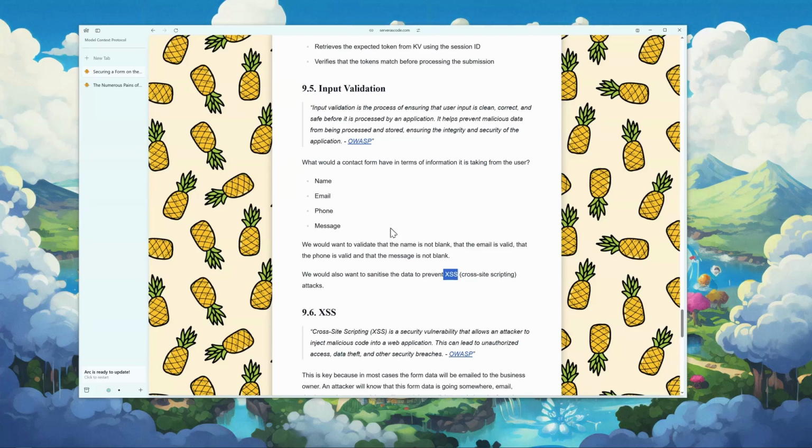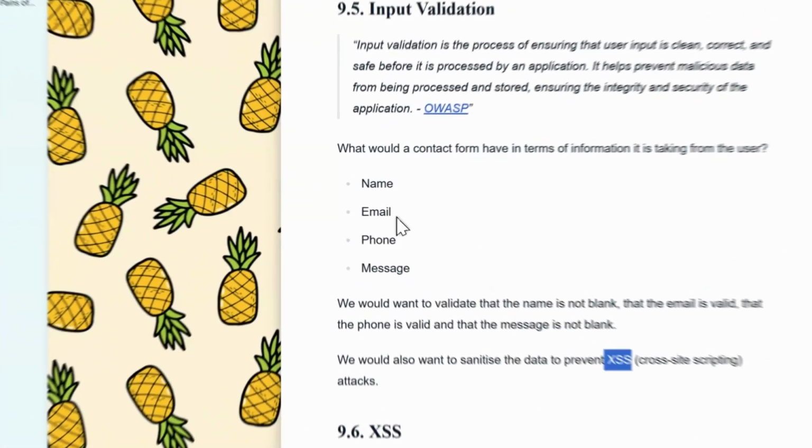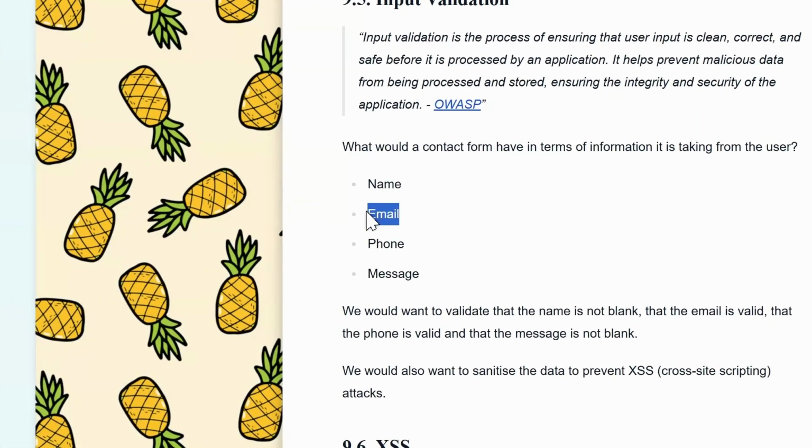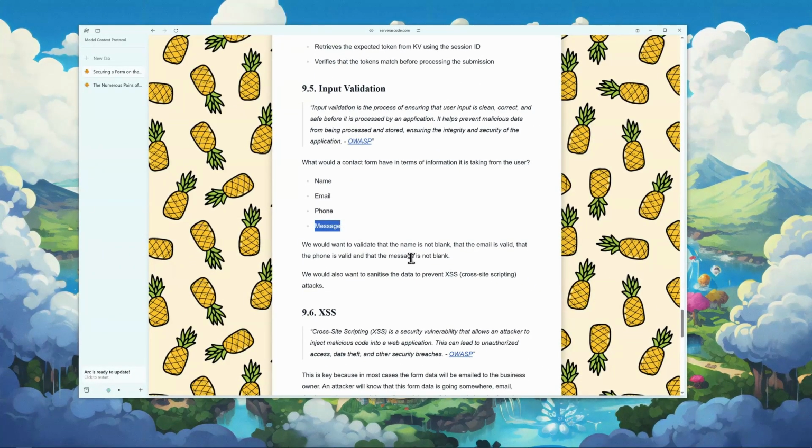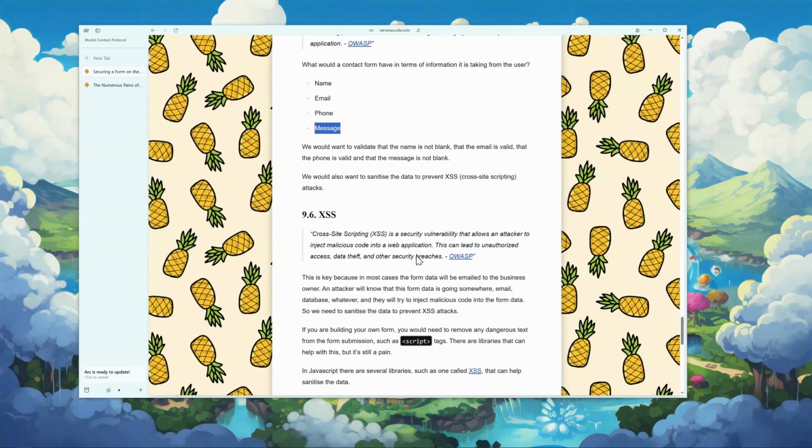If you're building your own form, you need to make sure that you have some sort of email regex maybe, or a phone regex, and that you're stripping out the information that people are putting in, to make sure that there's nothing malicious inside of what they're submitting. It's just the plain text of whatever their message is.